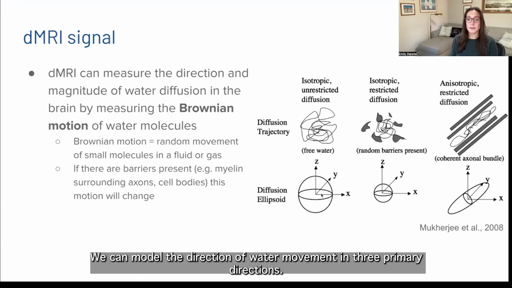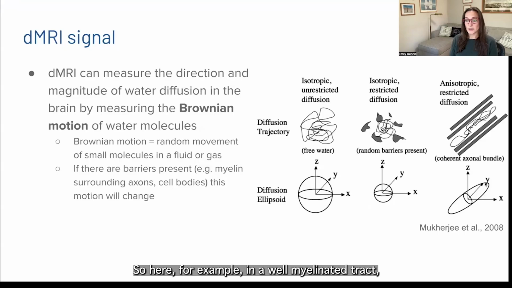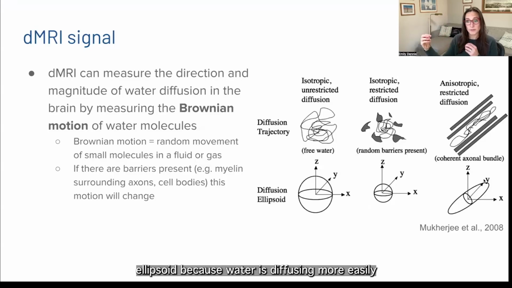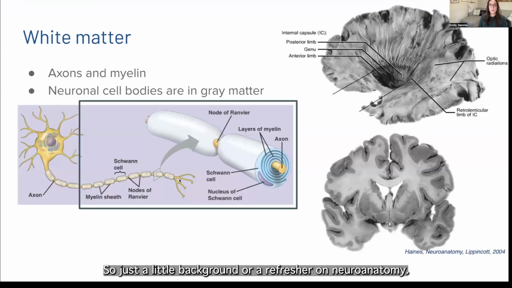We can model the direction of water movement in three primary directions. So here, for example, in a well-myelinated tract, we might have a fairly elongated ellipsoid because water is diffusing more easily in one direction rather than randomly across other directions. And with this, we can also look at just changes in the magnitude of diffusion, how much movement there is just in general. So just a little background or a refresher on neuroanatomy as we're primarily talking about white matter.